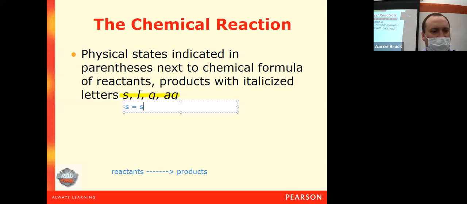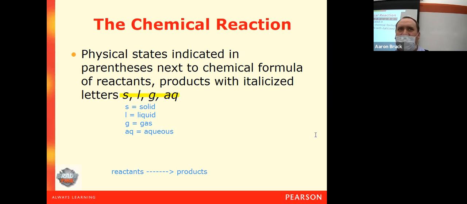S, of course, standing for a material in the solid phase. L, standing for a material in the liquid phase. G, standing for a material in the gas phase. And AQ, standing for a material in the aqueous phase. Now, thus far, we've talked about solids, liquids, and gases. We have a good idea what each of those are. Anyone give me an idea what we might mean by aqueous?